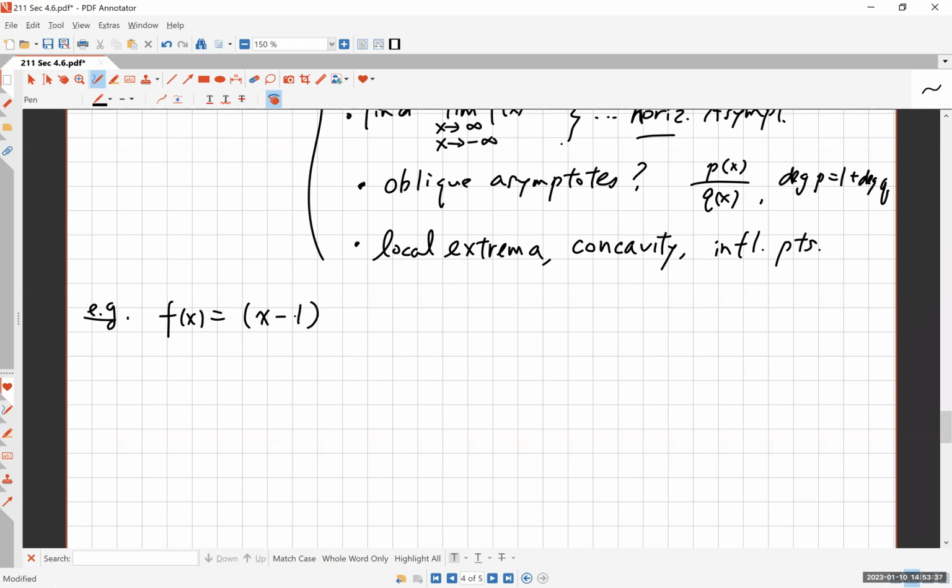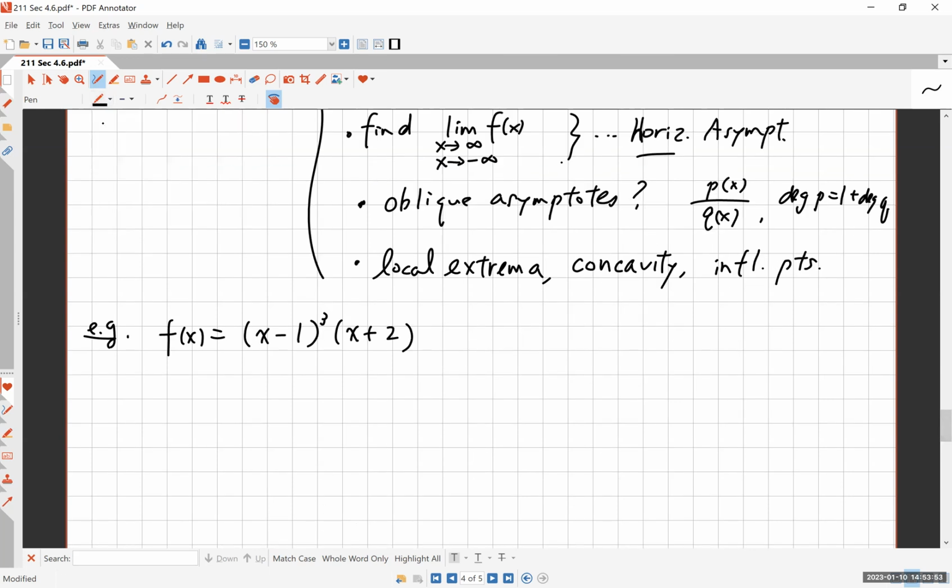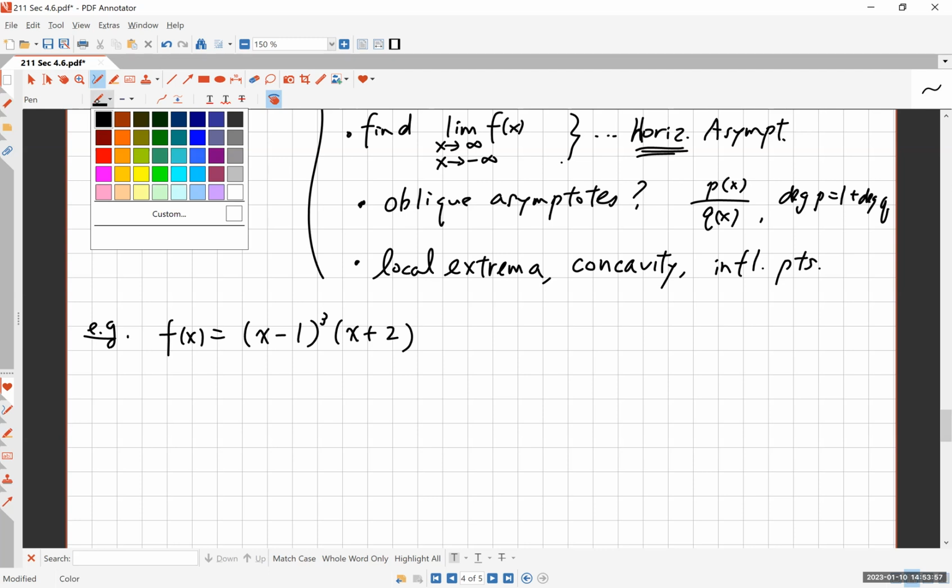Before we close 4.6, (x minus 1) to the third power times (x plus 2). By the way, you don't have to follow every detail of this guideline. These are just some of the things you may want to look at, and you don't have to follow these precisely. Just recognize or try to figure out what you can, and once you think you have enough information, go ahead and try to sketch the graph.